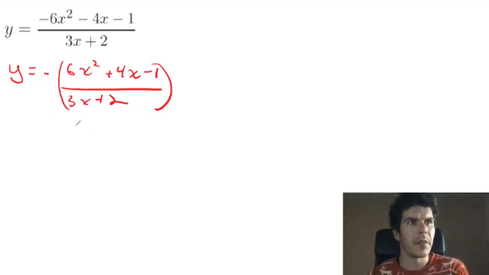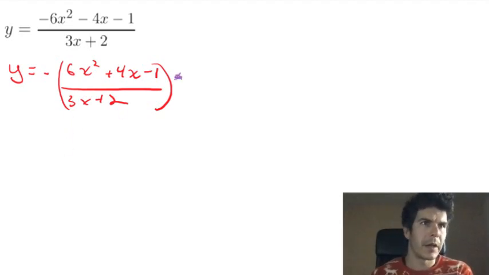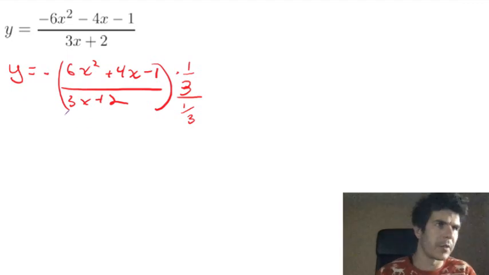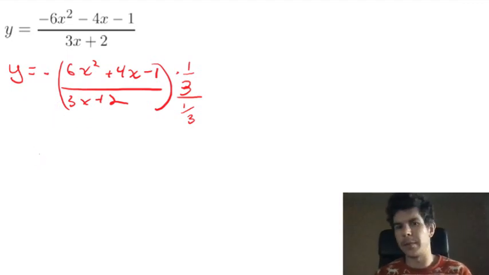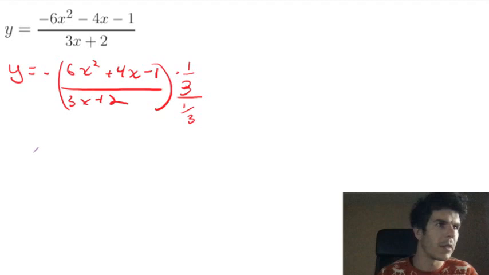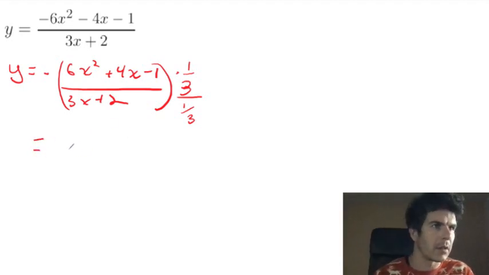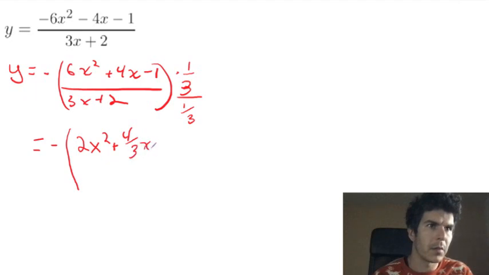In order to do synthetic division, you can't have this number in front of the x. So what we end up doing is multiply by 1 over 3 on the top and bottom to get rid of this number in front of the x, which is not necessary. Maybe it'd be easier for you to just do long division, but I don't like doing that. So let's go here: minus 2x squared plus 4 over 3x minus 1 over 3, and x plus 2 over 3.